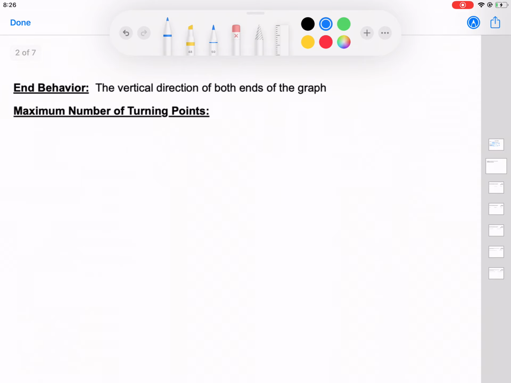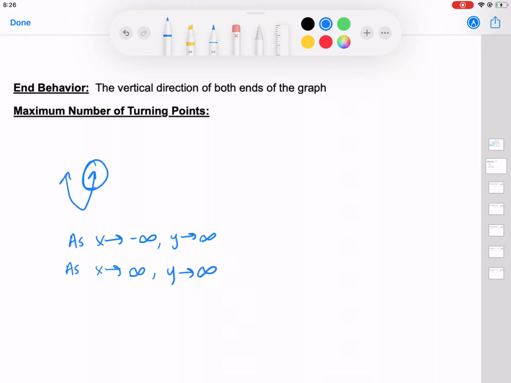So another thing we talk about just as an introduction before we do any example problems is end behavior. End behavior is your vertical direction of both ends of the graph. We've talked about this last unit where we would say, for instance, for this graph, as x is approaching negative infinity, or as we go to the left side, the y values would be going up, so they'd be going to infinity. And then as x approaches positive infinity, or as we go to the right side, our arrow once again is going up, so we'd say y is approaching positive infinity because it's going up.